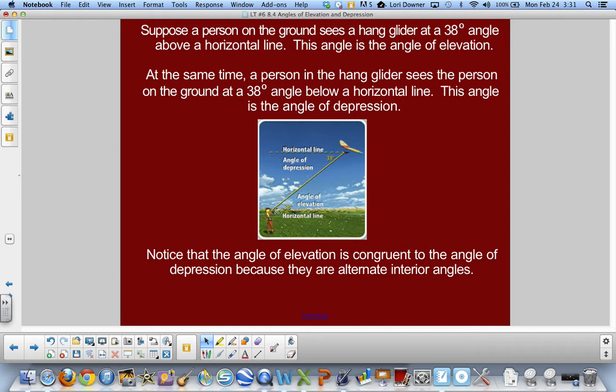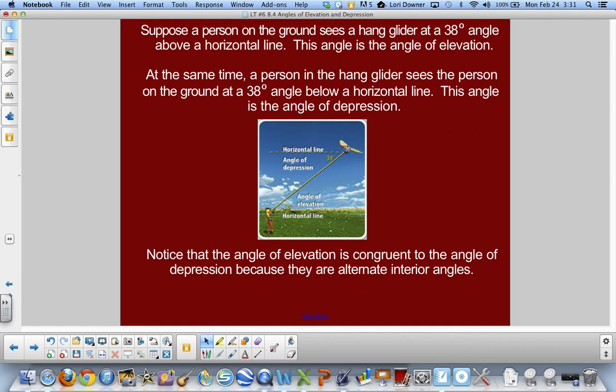Suppose a person on the ground right here sees a hang glider at a 38-degree angle above the horizontal line. You might be thinking, well, how can you tell the angle of elevation here? And that is because you can use a clinometer, which is actually an app that you can get for your iPhone, possibly an Android, and for the iPad. So you can determine this angle using a clinometer. And if, let's say, you found it to be 38 degrees, we call that the angle of elevation because it goes from the horizontal line of sight up.